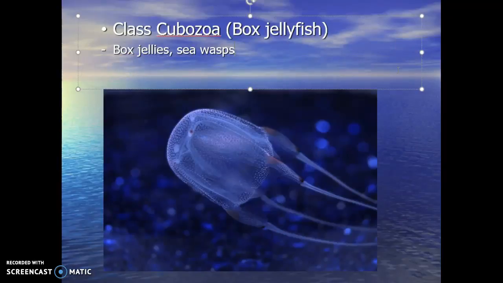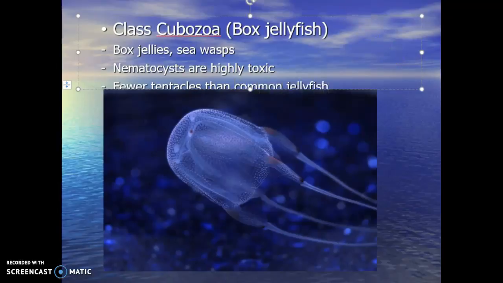The nematocysts are highly toxic in this group. The sting from a cubozoa is incredibly powerful. It's a lot worse than a sting from a Scyphozoa. So that's one of the big features with cubozoas: their nematocysts are highly toxic. They have fewer tentacles than the common jellyfish.